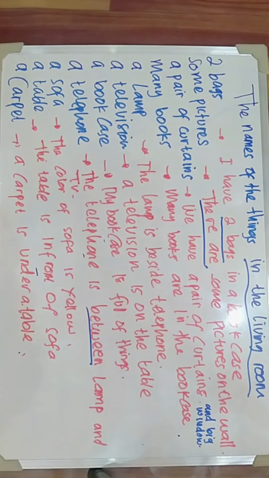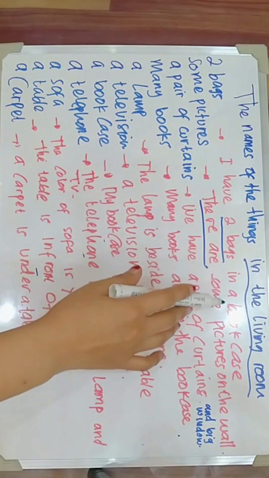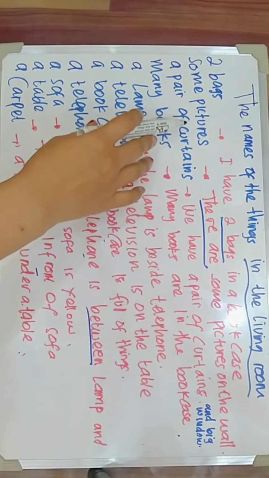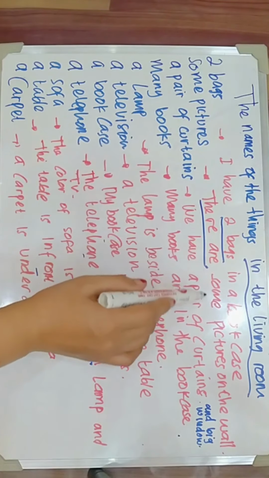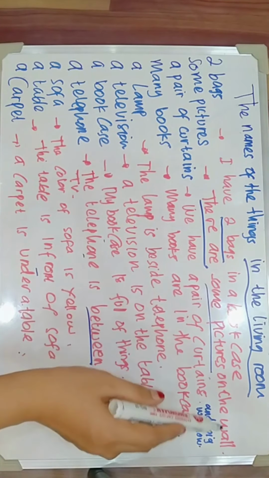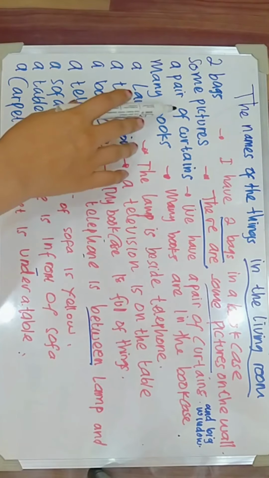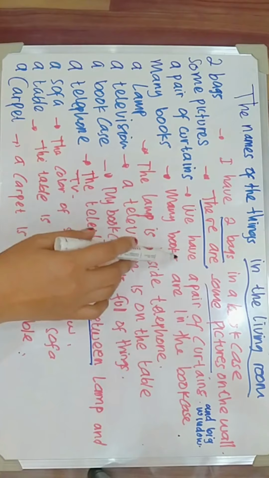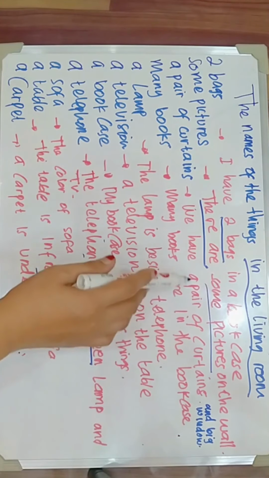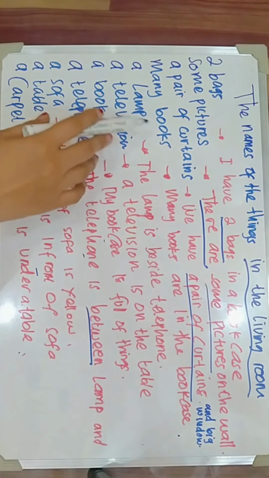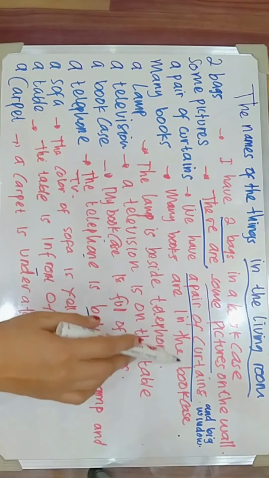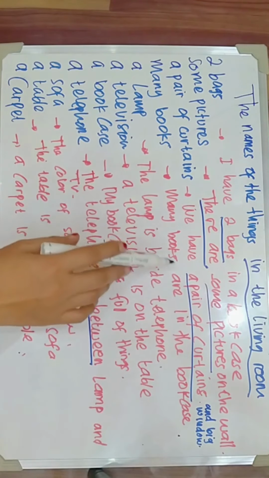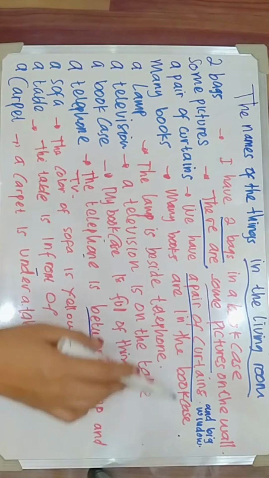In the living room. Repeat after me, guys. 2 bags. I have 2 bags in a bookcase. Some pictures. There are some pictures on the wall. A pair of curtains. We have a pair of curtains and a big window. Many books are in the bookcase.